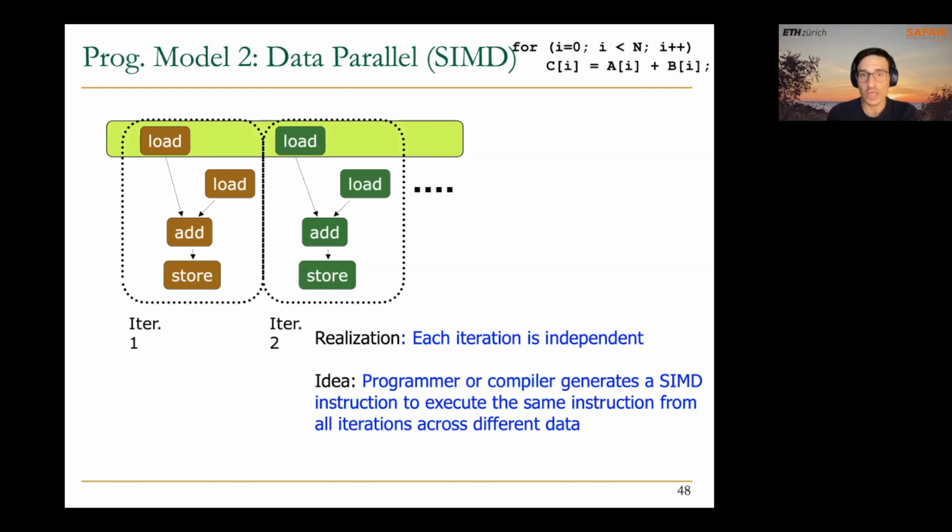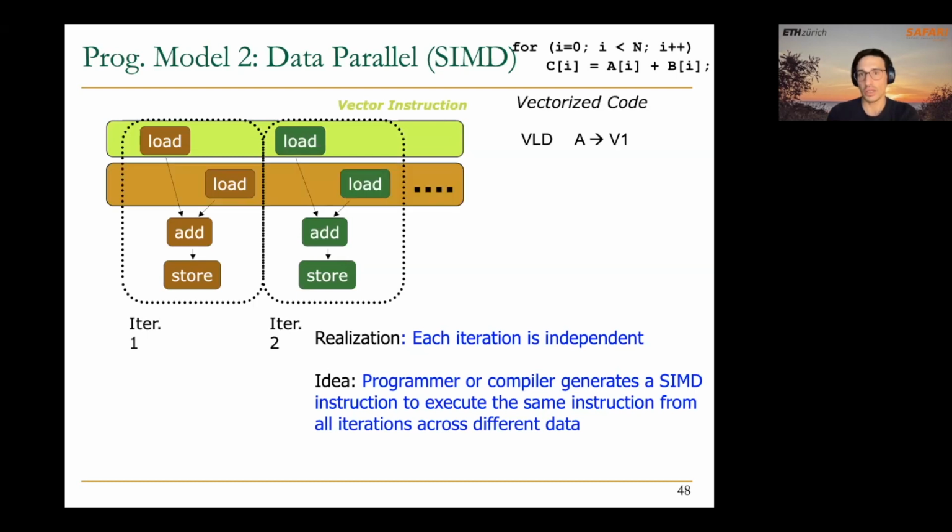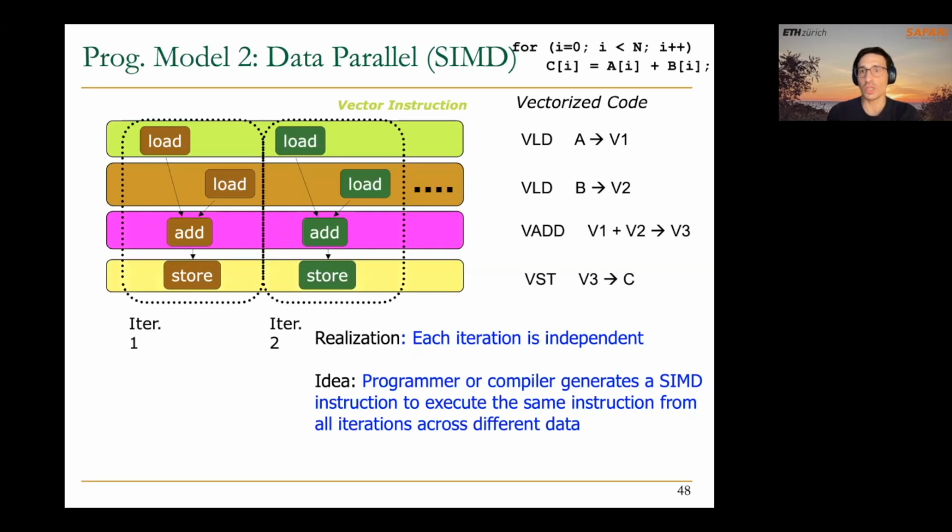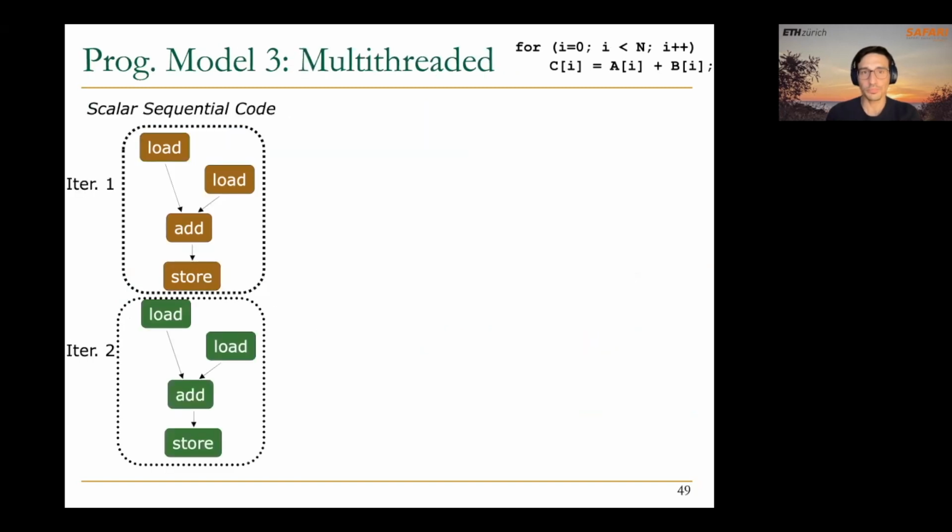So we can create a SIMD instruction, for example, with all these loads from array A. This would be a vector instruction, and in our vectorized code, we would write something like this. And then we have another load that we can vectorize. So this would be the next vector instruction of our vectorized code. And then we have the addition, and then we have the store operation. So these can for sure be executed on a SIMD processor, a vector or array processor, as we have seen before.